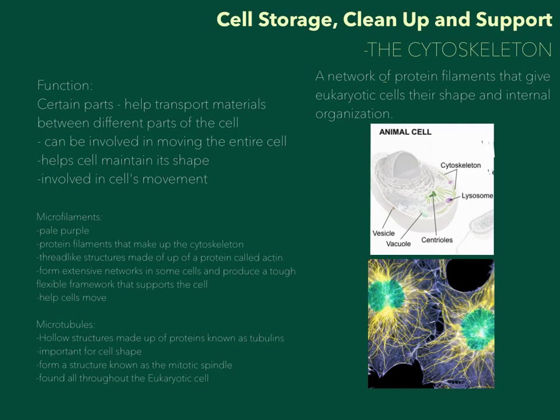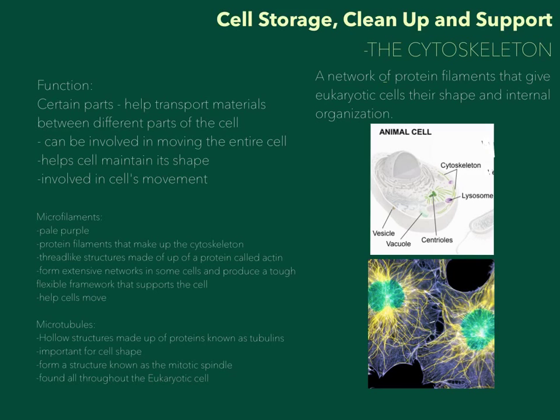Microfilaments are pale purple, as shown in the bottom picture. They are protein filaments that make up the cytoskeleton. They are thread-like structures made up of a protein called actin. They form extensive networks in some cells and produce a tough, flexible framework that supports the cell. They also help cells move.